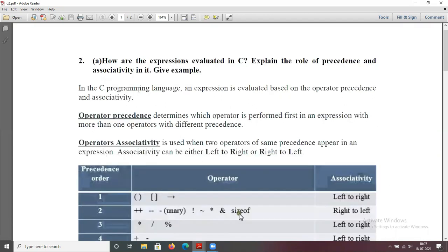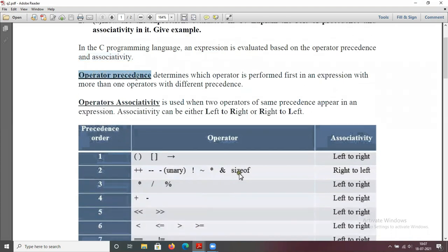So this is the solution. In the C programming language, an expression is evaluated based on operator precedence and associativity. After that, you are going to define what operator precedence is and what operator associativity is. I hope you know operator precedence and operator associativity from our previous videos. If you don't know these topics, please refer to the links given in the description. Precedence is nothing but preference given to an operator, and associativity is what decides, when two operators have the same precedence, whether you execute from left to right or right to left.